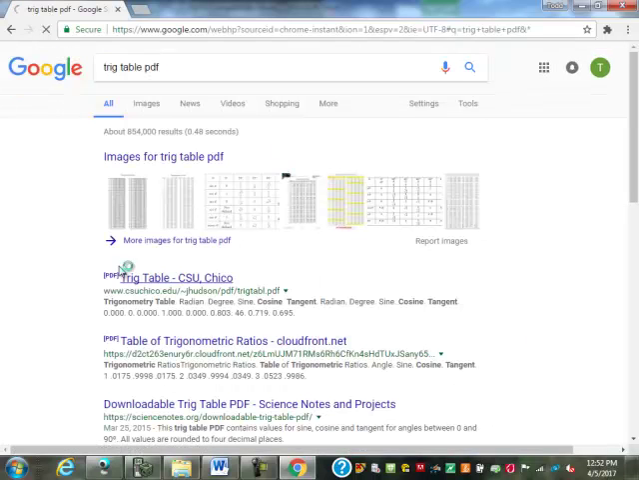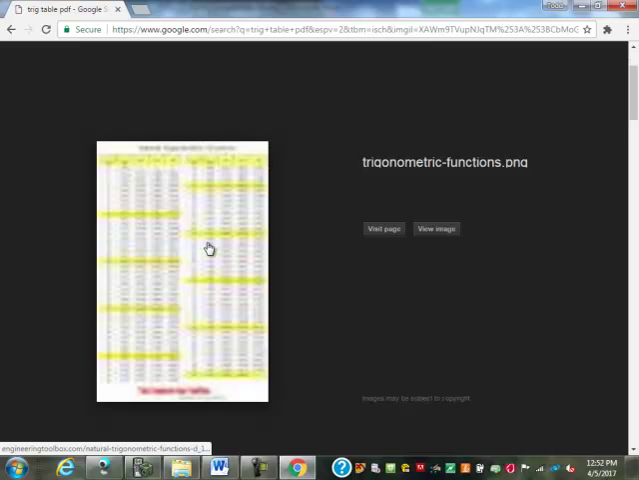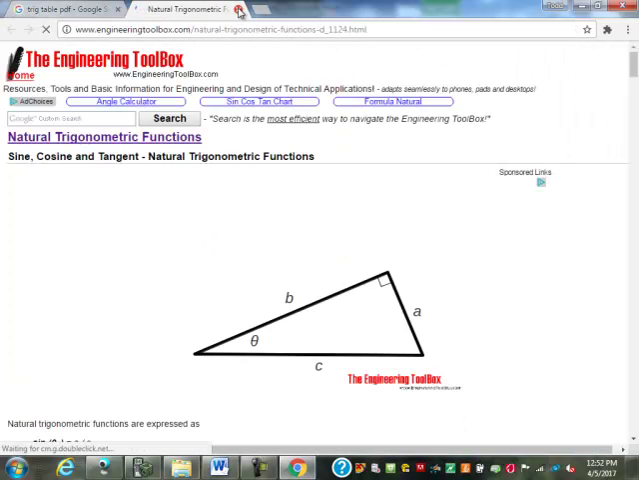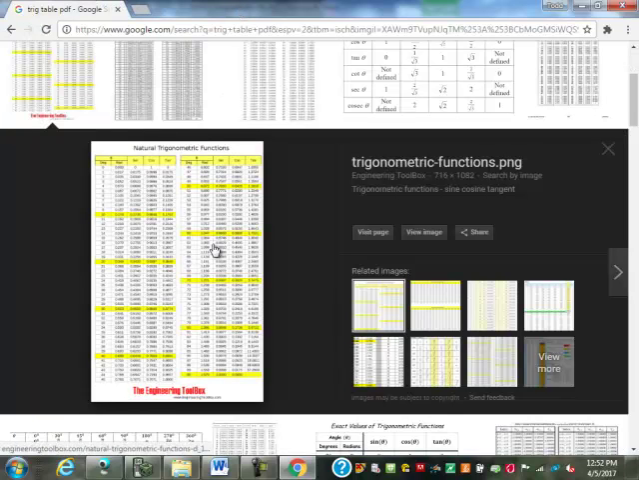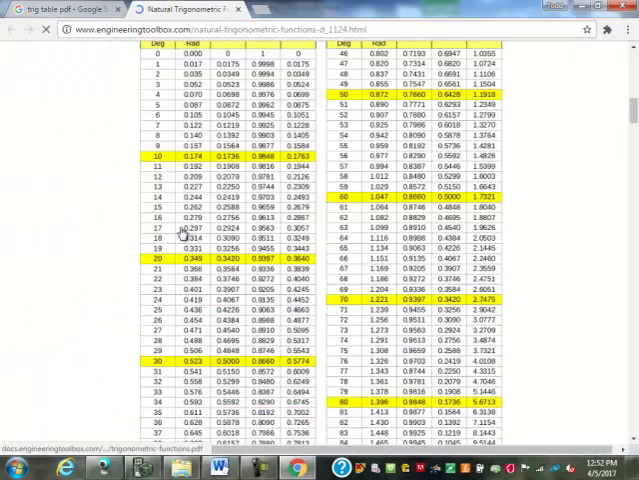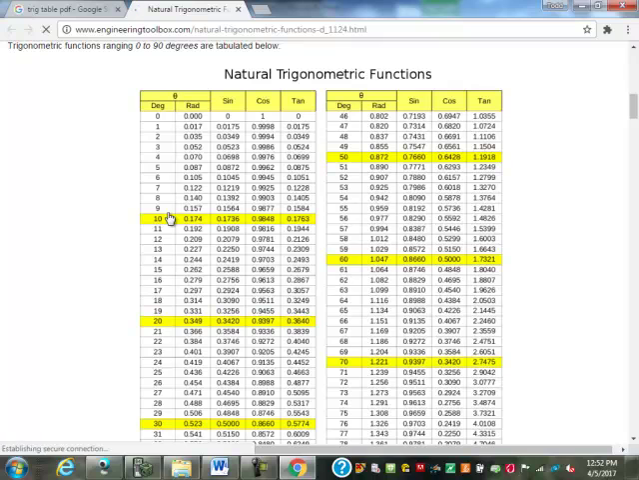Oh, this one looks like a good one. It's big enough to read. Maybe not. They're trying to sell you something here. Engineering toolbox that they're trying to sell. Here we go. There's trig tables we can read.